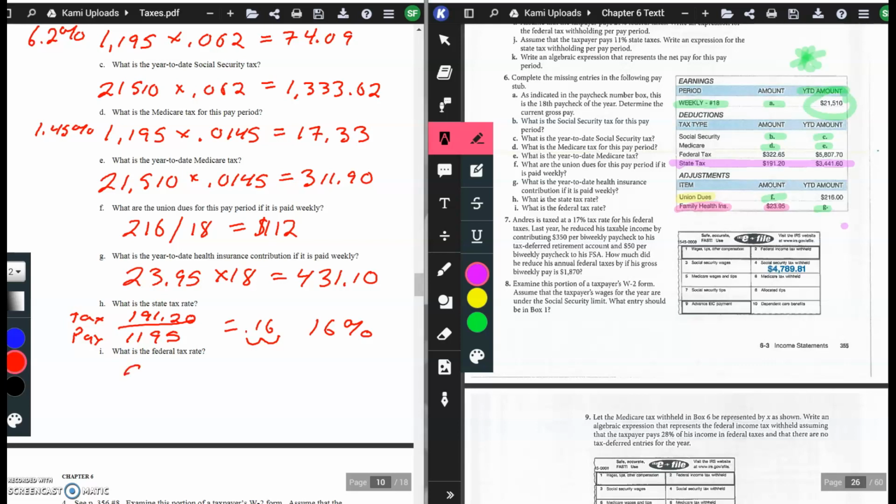You can take your $5,807.70, that's your tax, and divide it by your year-to-date amount, which is $21,510. Okay, so you can do it that way as well. You can do it as your individual paycheck, so how much tax is taken out this paycheck over your weekly pay, or you can do how much tax for the year was taken out over your yearly pay. That gives you a decimal of, when you divide it, 0.27, and again move it 2 places to the right, so 27% would be your federal tax rate.